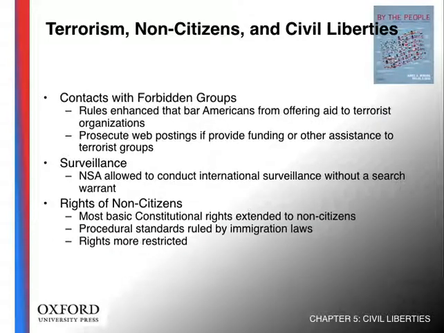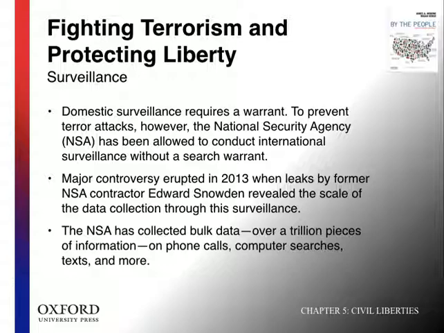Contacts with forbidden groups, rules. There have been rules that bar Americans from offering aid to terrorists and prohibit web postings if they provide funding or other assistance to terrorist groups. The NSA is allowed to conduct international surveillance without search warrants. Many rights of non-citizens have been lessened. Most basic constitutional rights have extended to non-citizens, but procedural standards set by immigration laws and rights have become more restricted.